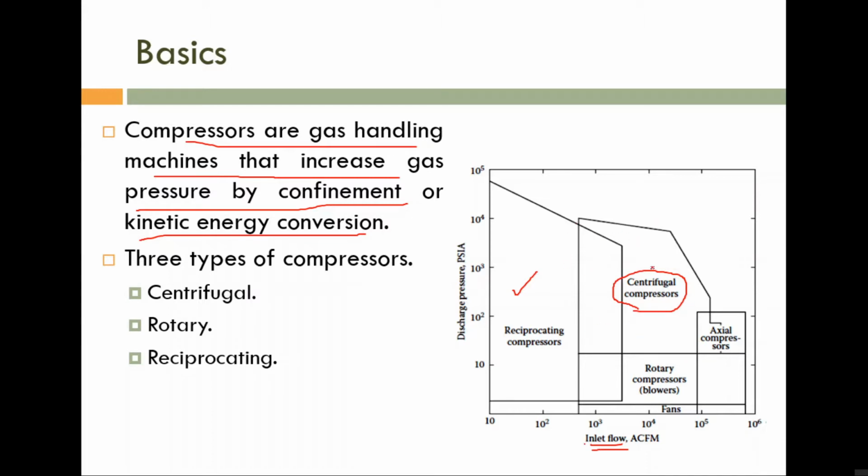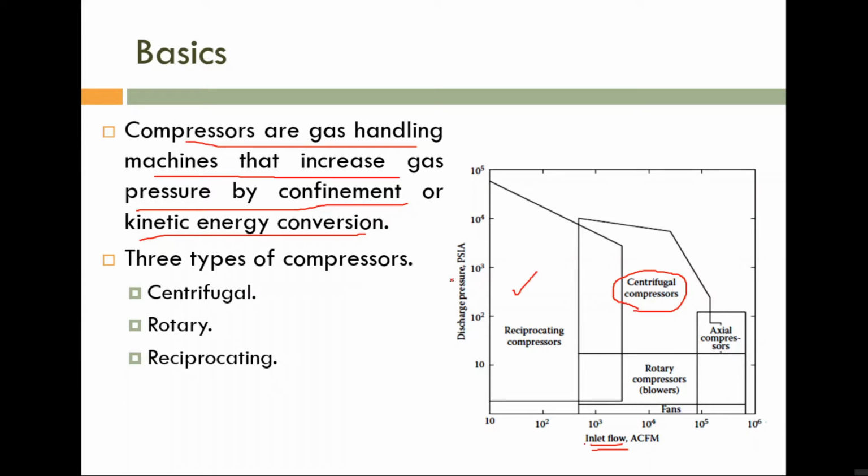That is why here we are discussing the control of the centrifugal compressor. Now note the rotary compressor: that is for small discharge pressure, large flow applications. The axial compressor is also used for large flow, small pressure applications. So normally for large pressure, large flow application, a centrifugal compressor is used.